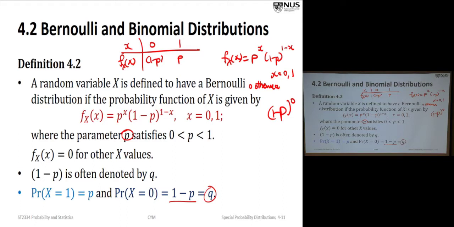But if no one mentioned it, don't assume that Q equals 1 minus P. But in probability, most of the time we use Q to denote 1 minus P. All right?